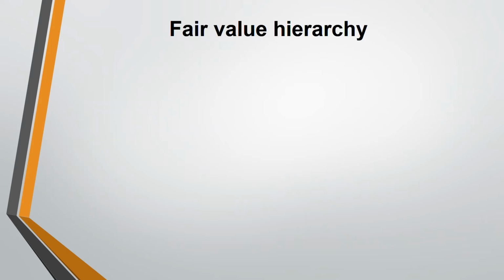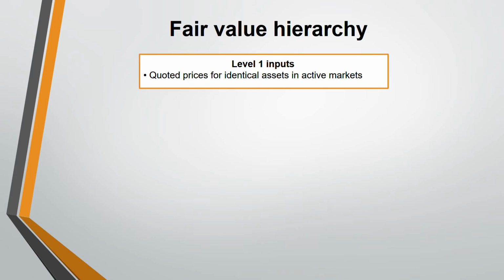So there is a hierarchy that you need to follow. There are three levels to measure fair value. We always start with level 1. We always look for level 1. Why? Because level 1 is the best. If level 1 is not there, then we go to level 2. If level 2 is also not there, our last resort has to be level 3.